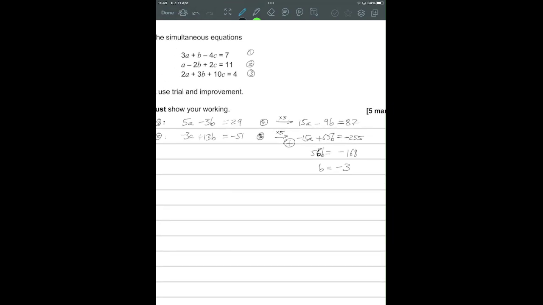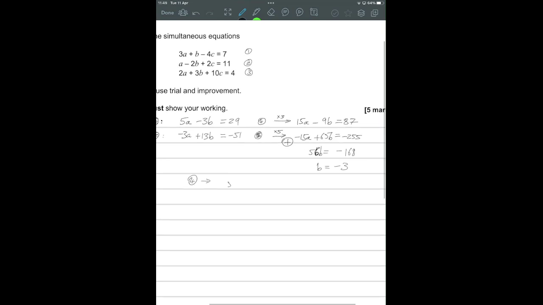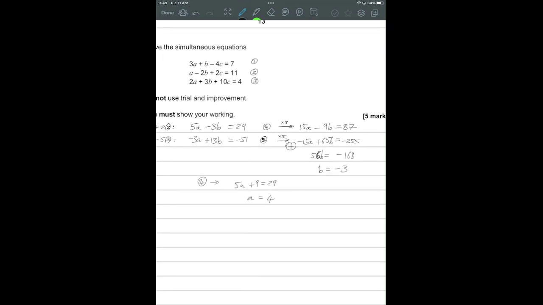Now I need to go back and find a. I'm going to put that into equation 4. So that's 5a, well now minus 3 times minus 3, so that's plus 9 equals 29. Oh, that's lovely. Subtract off the 9, divide through by the 5, I get 4. At this point, I can do one of my little checking techniques and have a look back into equation 5. Negative 3 times 4 plus 13 times negative 3 does give me negative 51 that I required, so at least I haven't done anything silly in this little section.